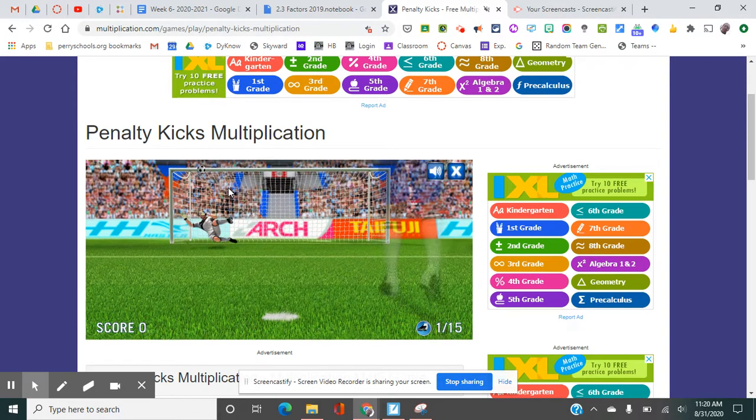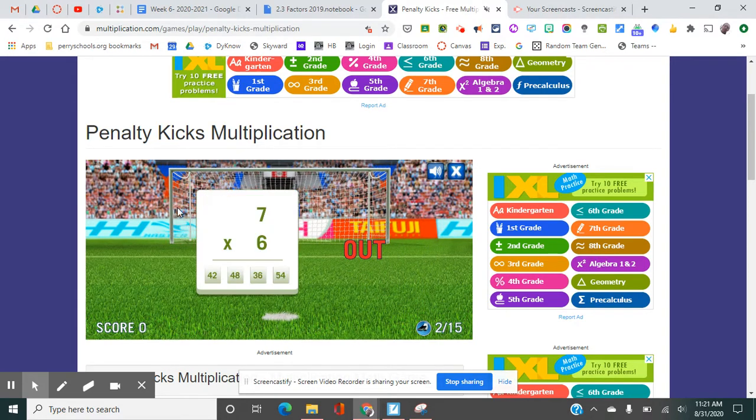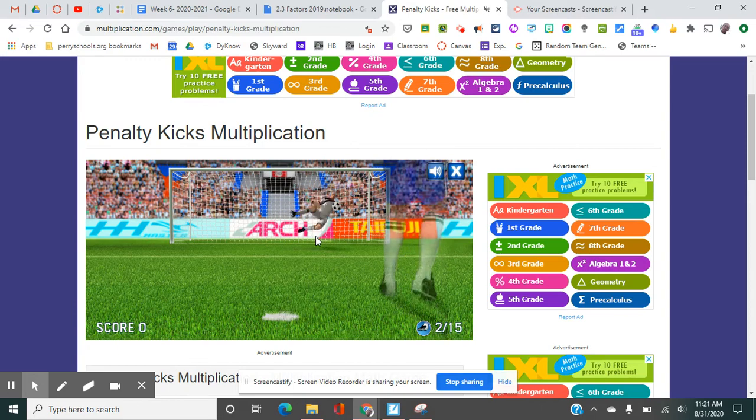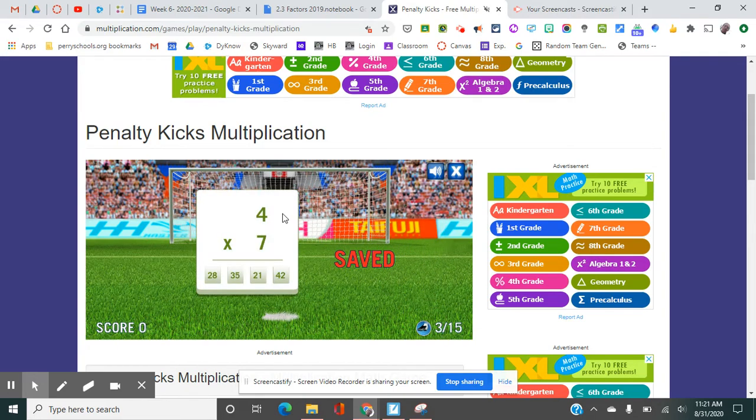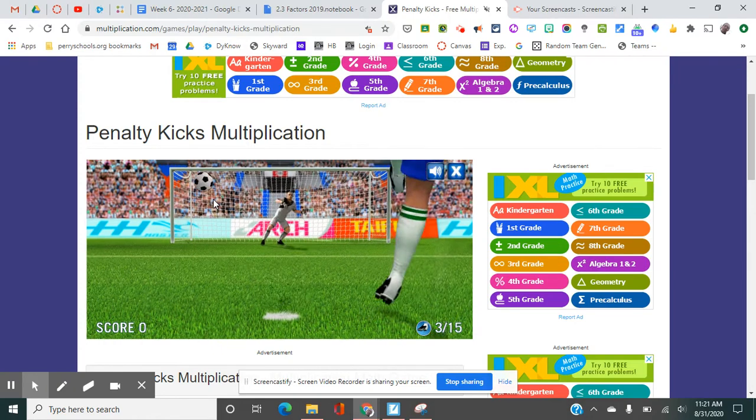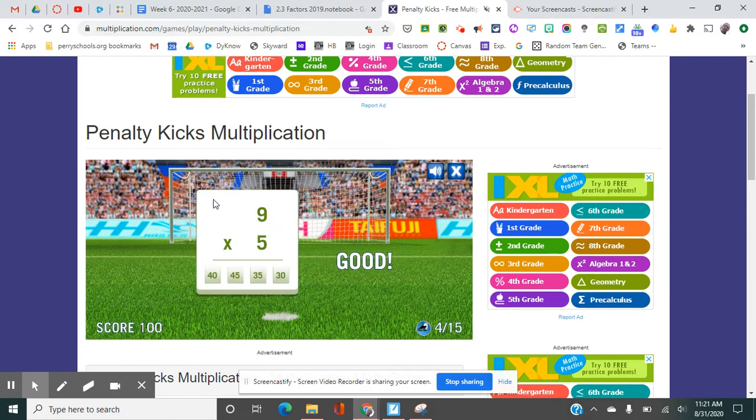Let's try this one here. Oh, I missed two in a row. 7 times 6 should be 42. Let's see if I can get this one in there. Oh, he saved it. All right, what should I put here? 4 times 7, what should I put? 4 times 7, the product is 28. Let's see if I can get one before I'm done here. All right, I made one.